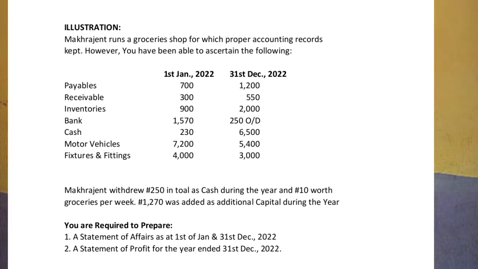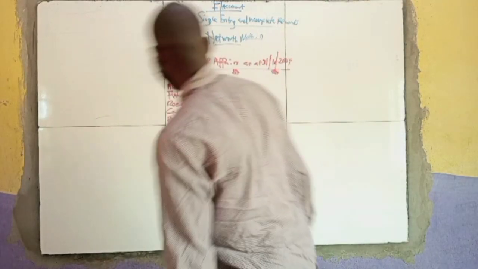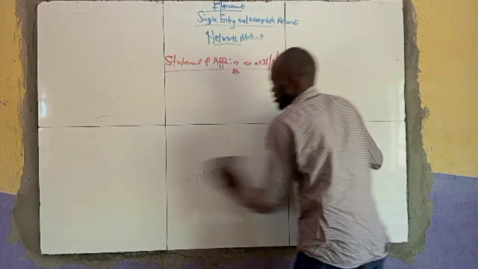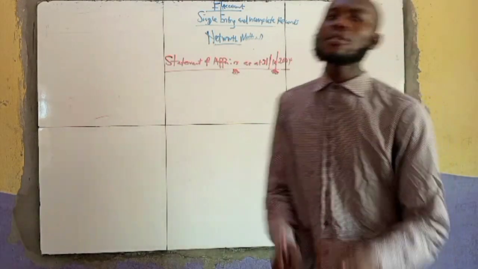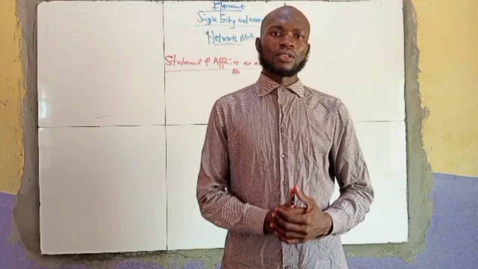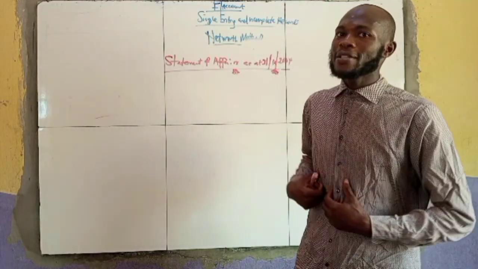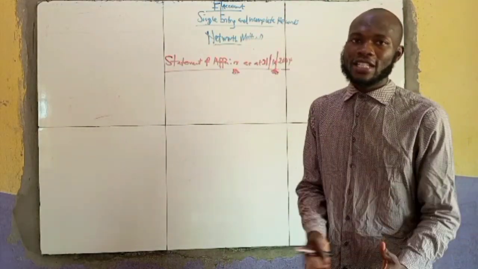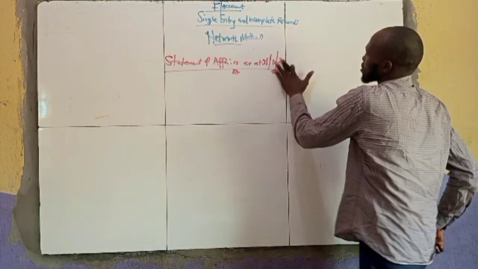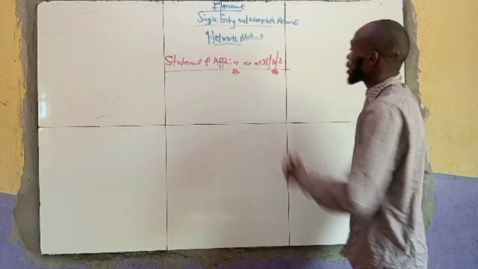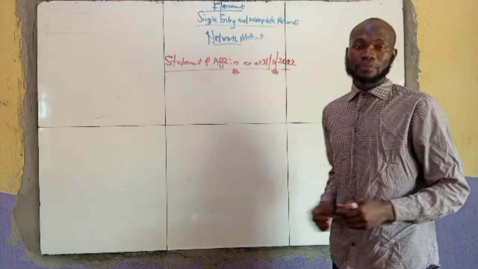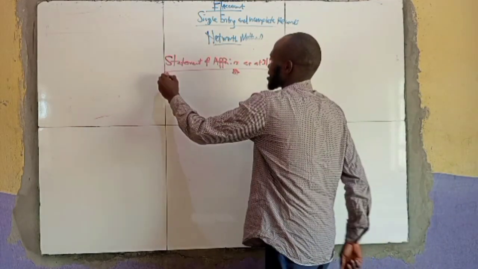Now, let's note, based on the question we've been asked, the first thing we have to do is prepare our statement of affairs. Remember, it was stated that the statement of affairs is to determine our opening and closing capital, which we are going to use in the statement of income or statement of profits. So, having been given a question that we have to prepare for 1st of January 2022 and 31st December 2022, we can still maintain this format.